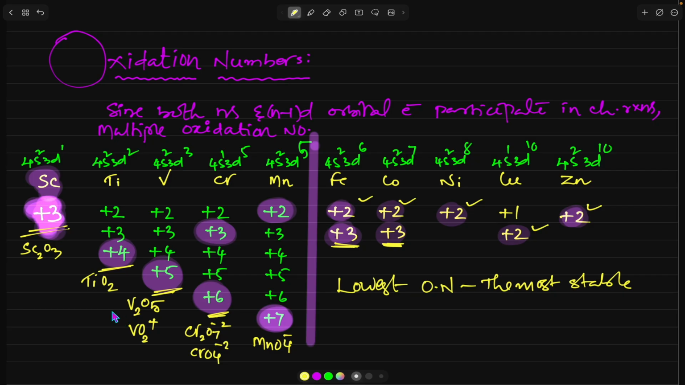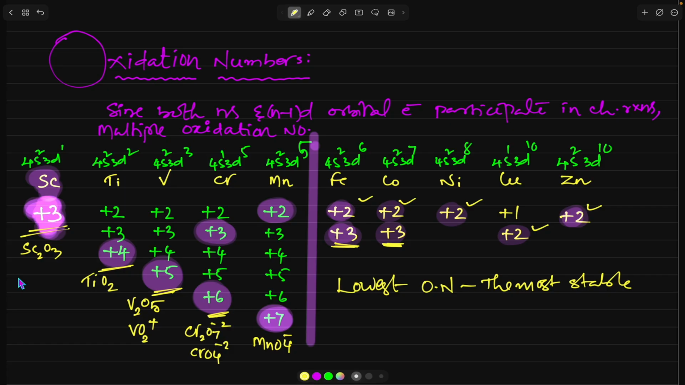Do you understand what I said here? For elements from scandium to manganese, the highest oxidation numbers are stable. From iron to zinc, the lowest oxidation numbers are stable. The +1 is exhibited only by copper. There is no other element which can exhibit the +1 oxidation number. Even chromium doesn't show +1. So these are the numbers you should remember, right?